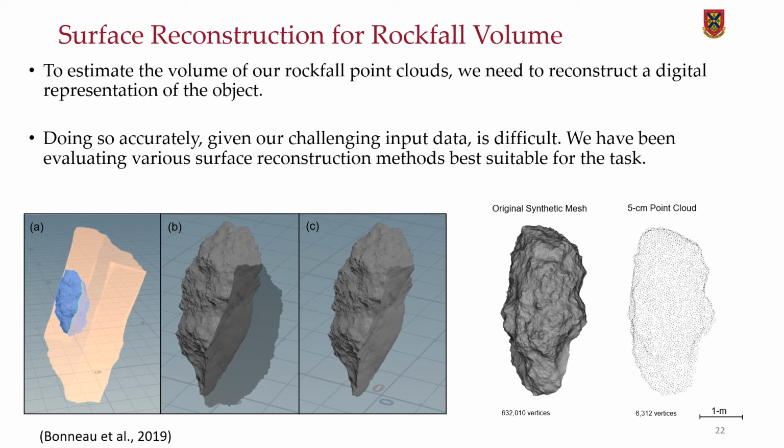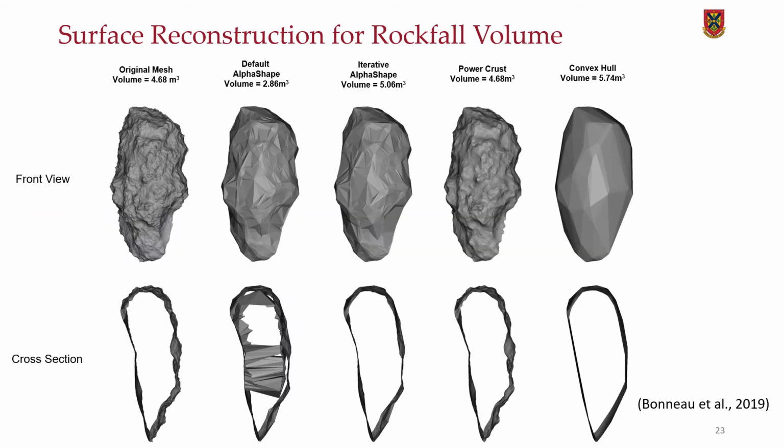And so we have been evaluating various surface reconstruction methods best suitable for this task. Here are some of the different algorithms that we've tested. Some overestimate the volume, such as the convex hull. Some are able to accurately model the surface, however, create holes in the interior of the object, resulting in an inaccurate volume estimation. And then others do a fairly good job at being robust enough to completely fill the object while capturing some of its surface details, such as the power crust and the iterative alpha shape.